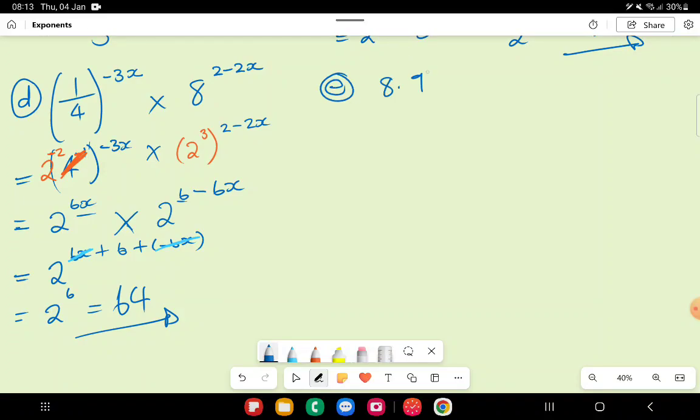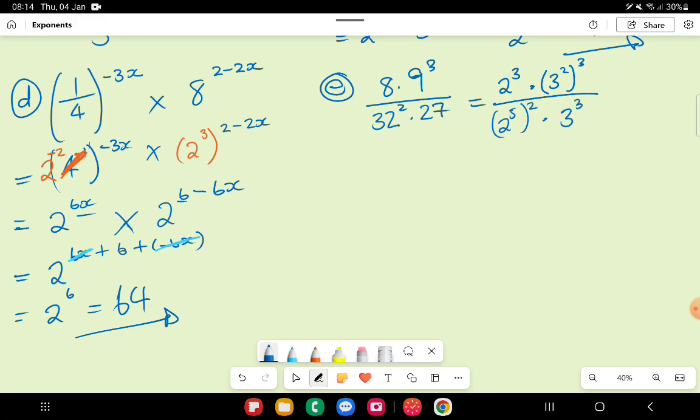E is 8 times 9 cubed over 32 squared times 27. Okay, so what do we have? We have a lot of numbers that are not prime bases. So let's go. The 8 is going to be 2 cubed, multiplied by the 9. I'm going to put it in brackets as 3 squared to the power of 3, over 32 is going to be 2 to the power of 5 to the power of 2, and my 27 is going to be 3 to the power of 3.